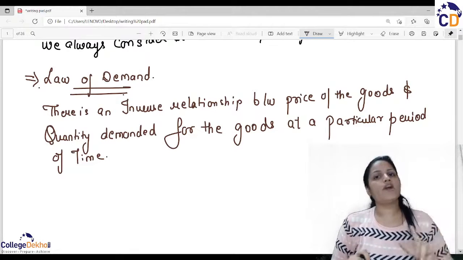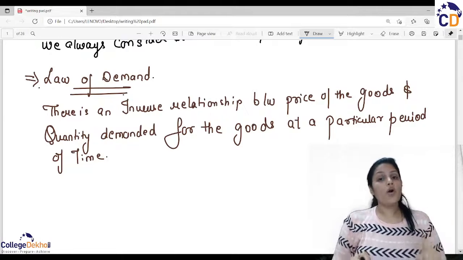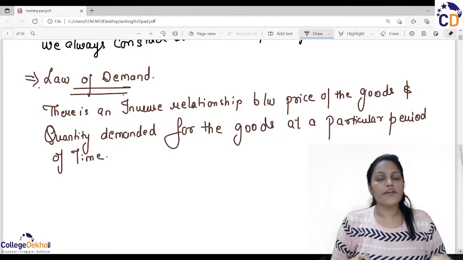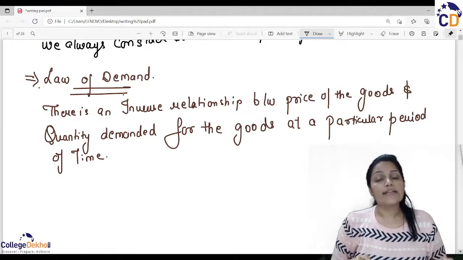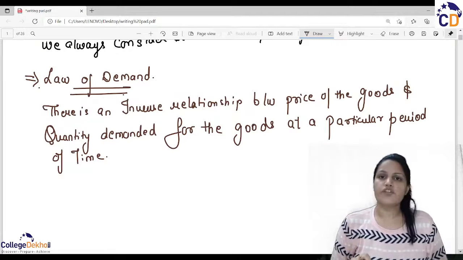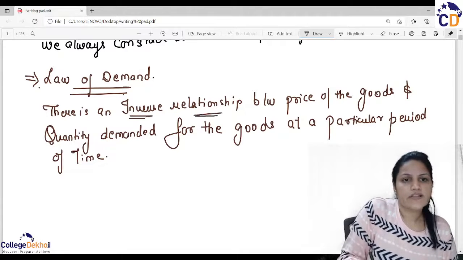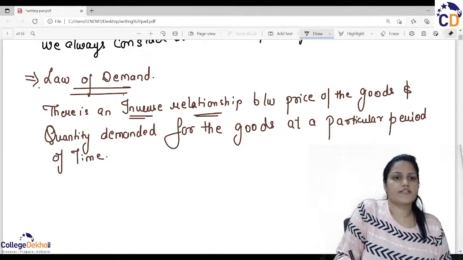Before half an hour and after half an hour, both situations are different. So at a particular period of time, at what time you are ready to purchase that item, what is its price? That is the only reason you will demand that thing. If the price is low, you will purchase more. If the price is high, you will purchase less. This is the only reason we say there is an inverse relationship between the price of the goods and the quantity demanded for the goods.